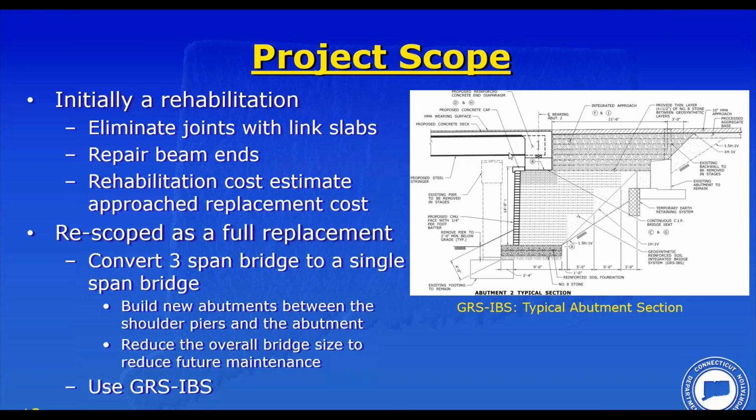And we actually open up the span by eliminating the shoulder piers, and we actually widen the road down below. So we're actually coming up with a lower cost first cost bridge. We're coming up with a lower cost long-term bridge. And we're using this new technology called GRS IBS.